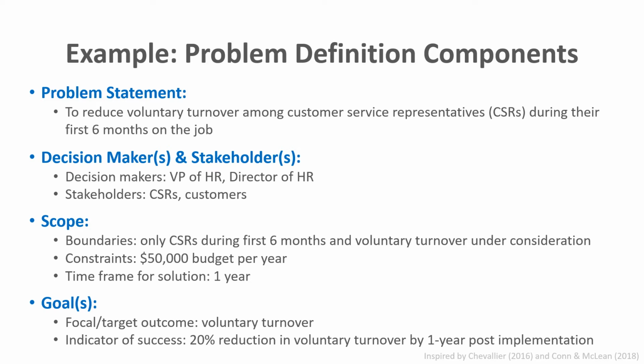Then finally, when it comes to goals, our focal or target outcome is, as I mentioned earlier, voluntary turnover. This is what we're trying to reduce here. This is the outcome of interest. Now, in terms of an indicator of success, so how do we know when we've successfully reduced voluntary turnover enough in this case? Let's imagine that we've specified that we were looking for a 20% reduction in voluntary turnover by 1 year post-implementation. Okay? And of course, that'll be relevant to whatever the baseline turnover rate is for this organization, or specifically the baseline voluntary turnover rate.